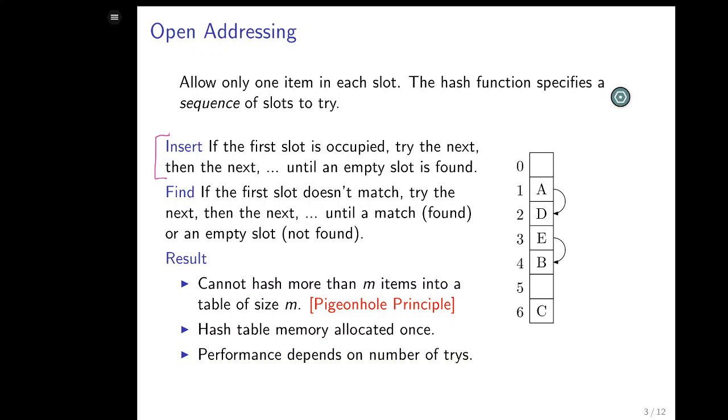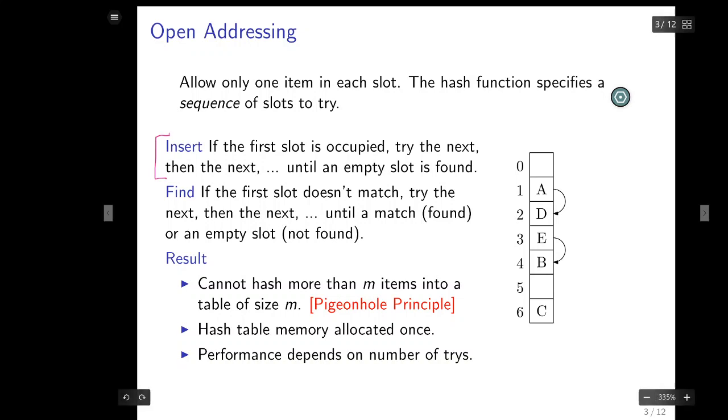You have to follow a particular pattern of slots. You have to examine them in some sort of order. Perhaps the simplest one to think of is just examine the next one in the table. So add 1 to the index and look to see if that's empty. You have to do that because find has to find this thing after you've done the insertion. But anyway, you try the next possible slot until eventually you find an empty slot. And at that point, you insert.